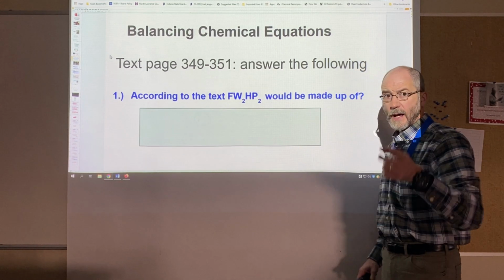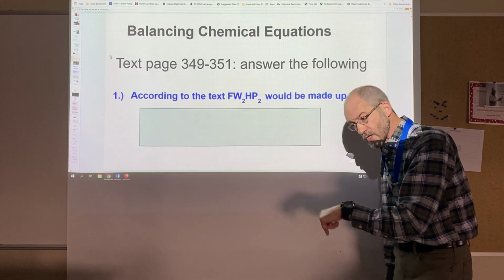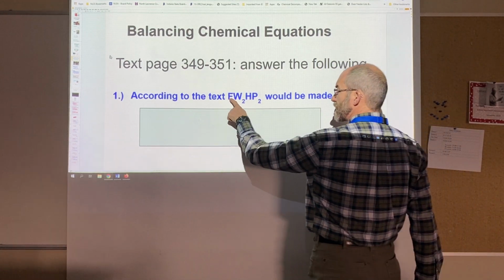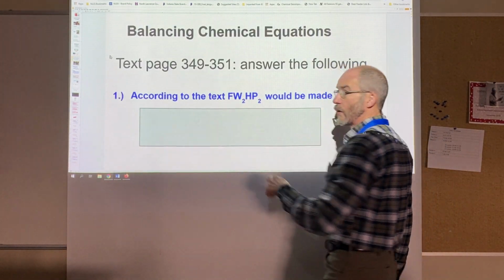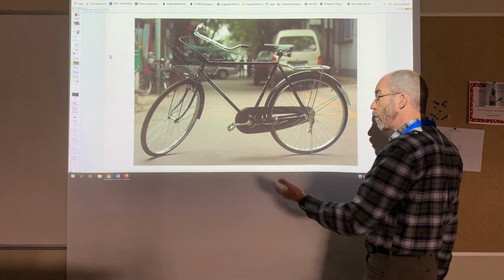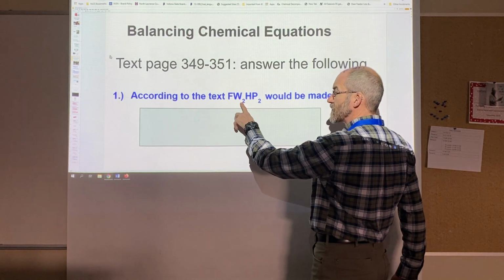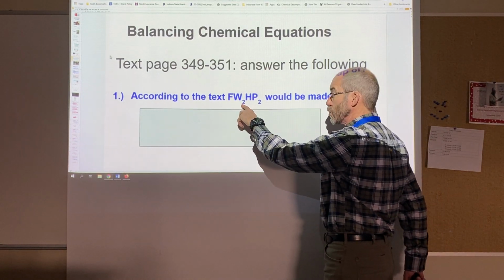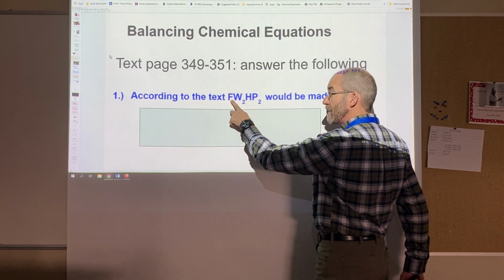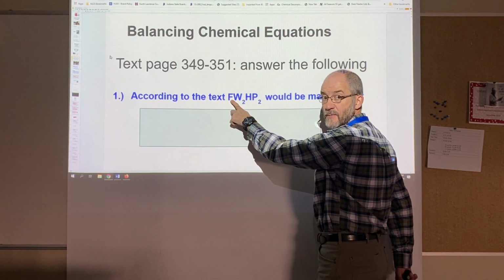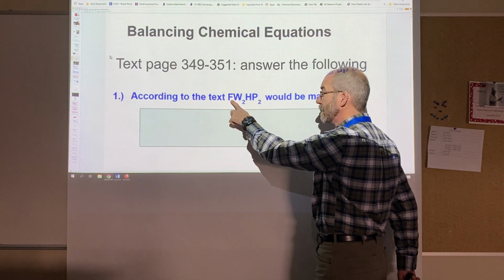FW2HP2. Now, I'm guessing that if you'll use a little common sense right at this juncture, you can guess what the F is. Well, the F is the frame. Agreed? What is the W? Well, you're like, oh, well, it's 2 wheels. That's why you have this subscript 2, because you have 2 of these. So that's what this tells you. Now, the absence of a number is not the absence of a number. It's just understood to be a 1, okay?